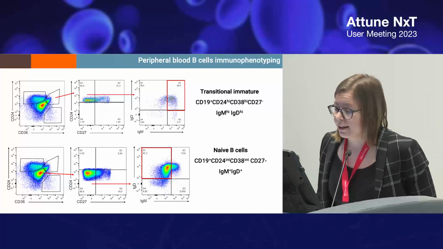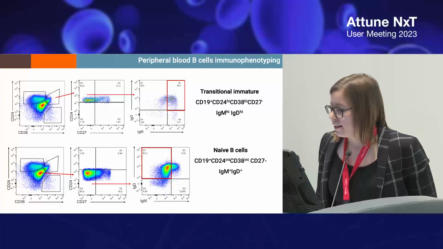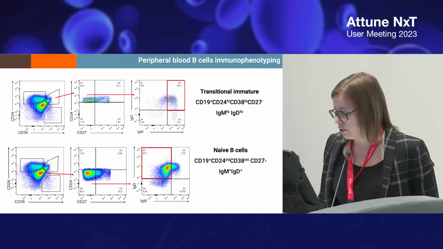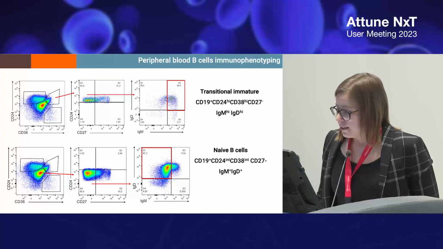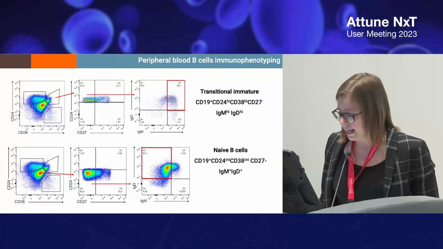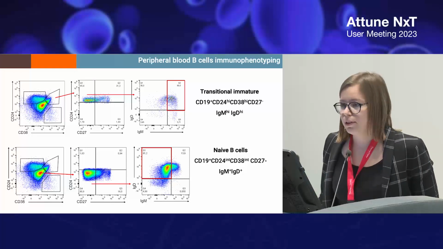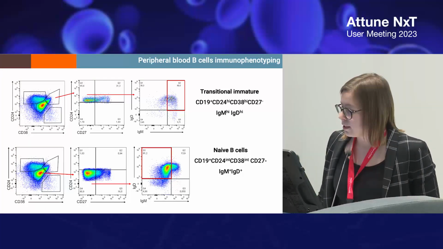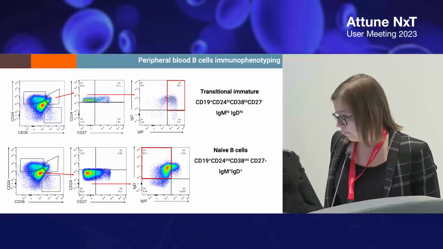You need to check that they are negative for CD27, and that they express a high level of IgM and IgD. The expression of IgM and IgD is the thing that distinguishes them from the naive B cells that are just above them. They are still negative for CD27 and also for CD24, and as you can see from this dot plot, they express lower levels of IgM and IgD.